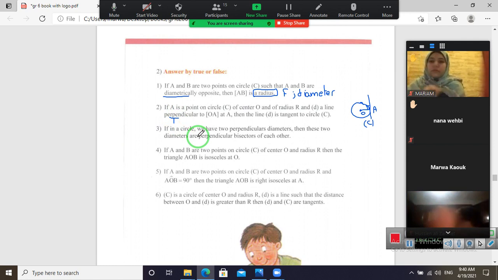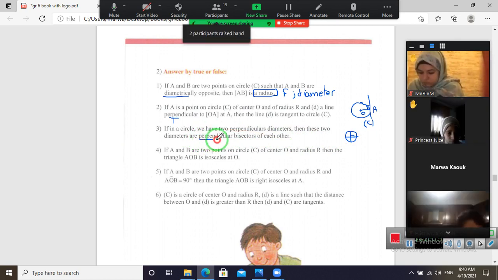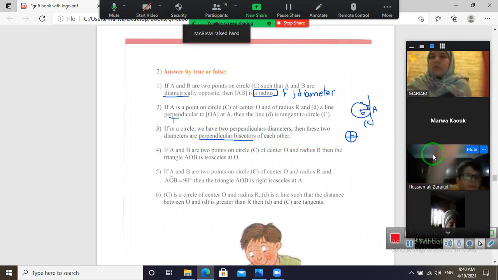Part 3. If in a circle we have two perpendicular diameters. This is a circle. I have two perpendicular diameters like that. Then these two diameters are perpendicular bisectors of each other. What do you mean by perpendicular bisector? Do you remember? Who remembers? Yes, Zara.